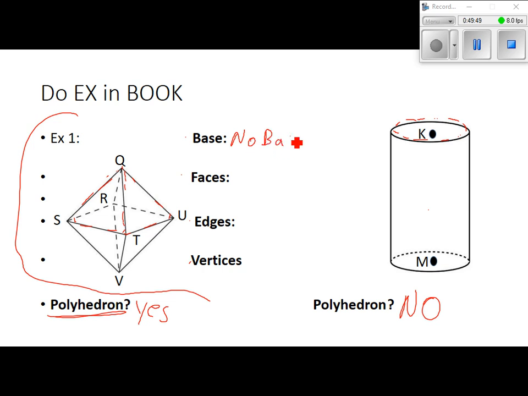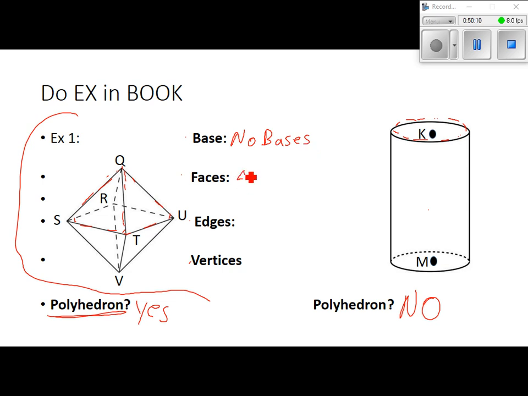No bases. All right, so it doesn't have a base, just the way it's set up. It doesn't have two faces that are congruent to each other and parallel to each other. The faces, we're just going to name the faces. They're all triangles, and there should be 8 of them.